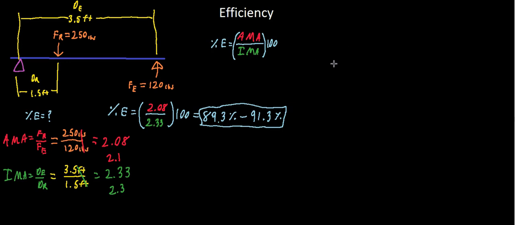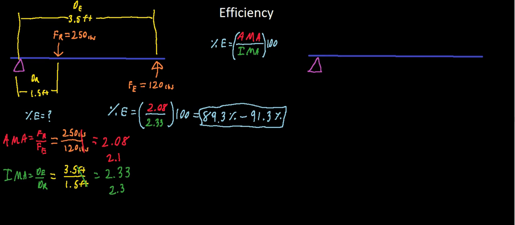Now that we're getting the hang of percent efficiency, let's try a different kind of example. Let's work with a third class lever. The reason a third class lever is different is because it always has a mechanical advantage less than 1. So let's see how that affects our percent efficiency equation, if it does at all.